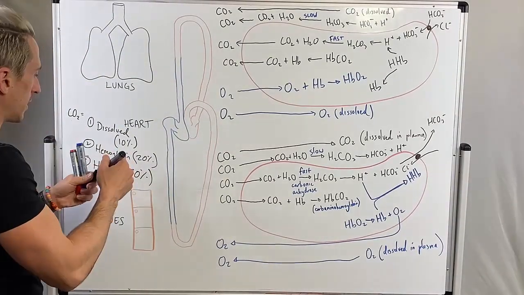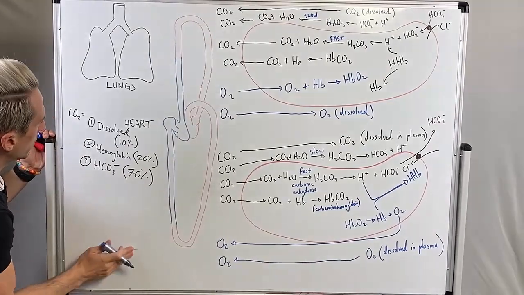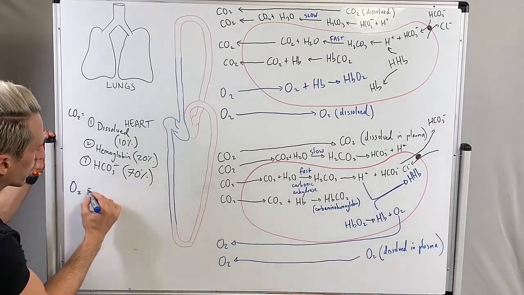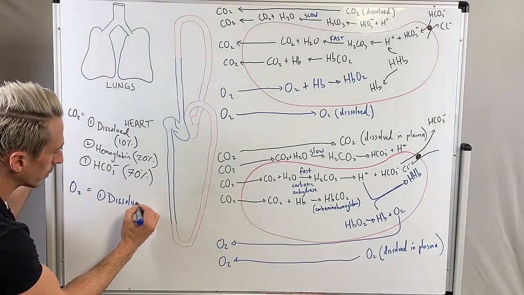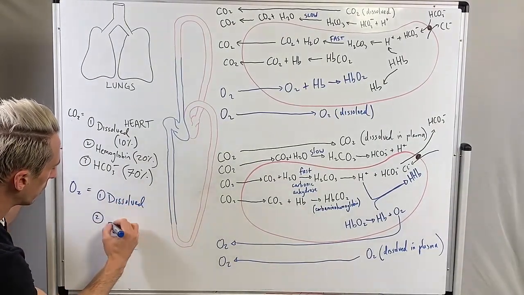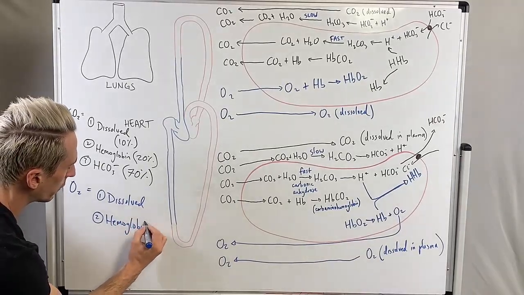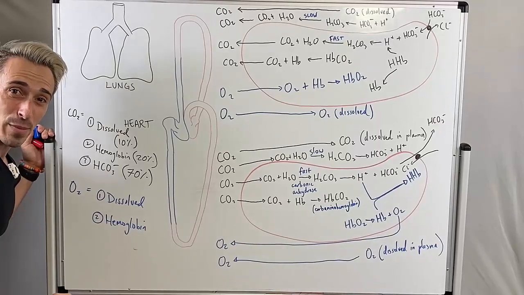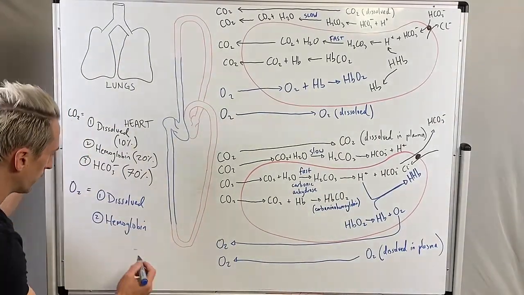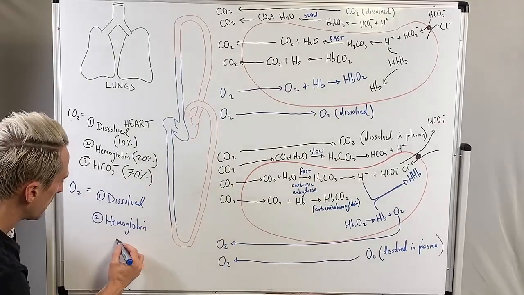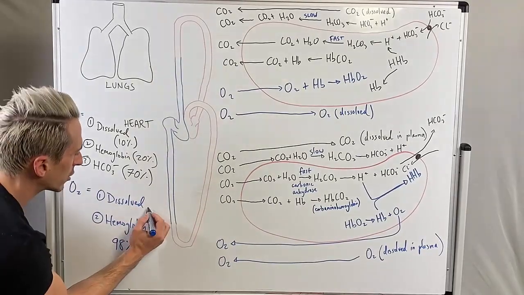Now let's compare this to oxygen, right? So I'll just get rid of this for a second. Let's now compare this to oxygen, which I said can only be transported 2 ways. 1, dissolved. 2, bound to hemoglobin. Now what you're going to find is this. Bound to hemoglobin, it's around about 98%, even more. So for example, you could say bound to hemoglobin is transported around about 98, 99% and dissolved around about 1 to 2%.